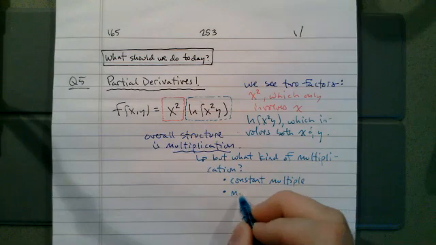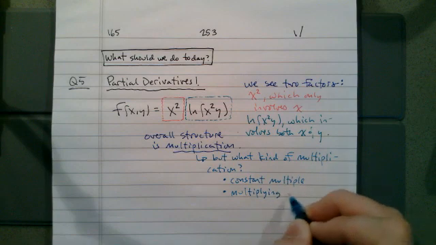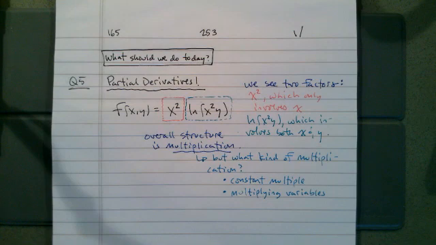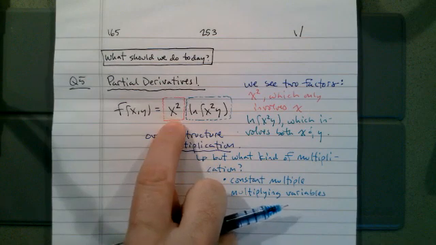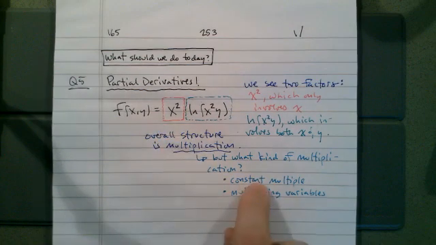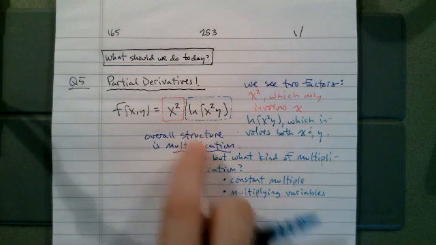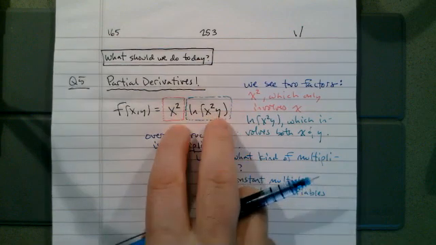Or multiplying variables. So even though x squared says this is a variable, when we're taking the partial with respect to y, we're holding x to be constant. So for fy at xy, the x squared is constant. So our multiplication is a constant multiple. But for fx, x squared is a variable, and natural log of x squared y is variable. So now we're using the product rule.